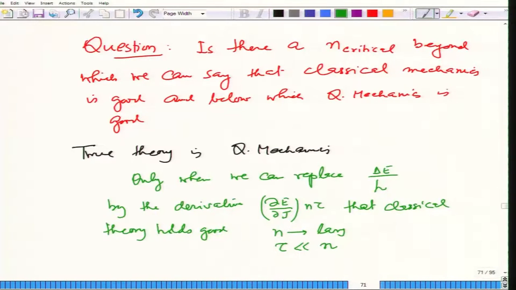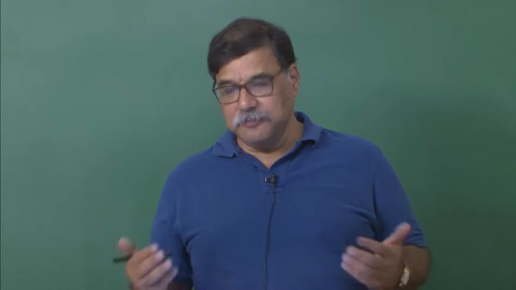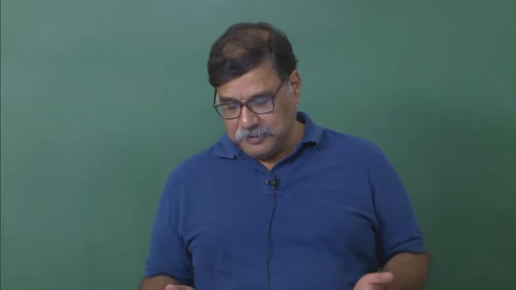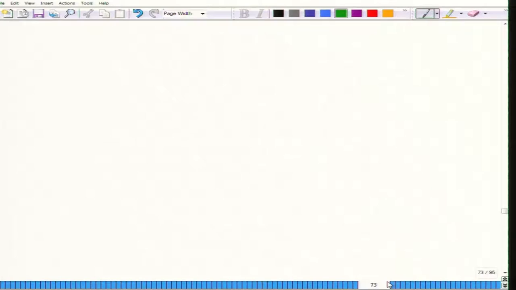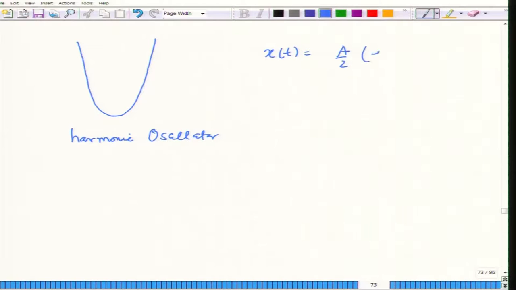But what this principle is telling you is that you should be approaching the classical level when you can replace the difference by a derivative effectively, and for that the condition is n is very large and tau is much less than n. Now, let us take the other example. The other example is the harmonic oscillator. Classically its motion is given by x(t) equals a by 2 times (e raised to i omega t plus e raised to minus i omega t). That is, it has only one frequency.